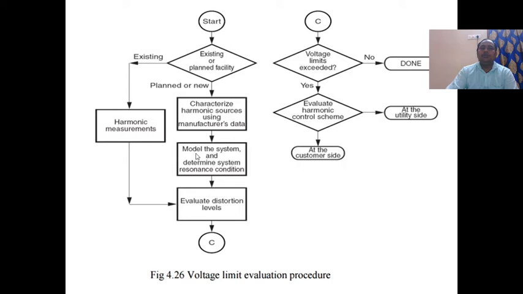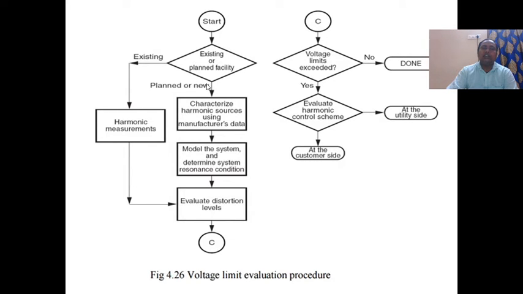So this is a flowchart for the voltage limit evaluation procedure. If you start with this, existing or planned facility. If there is an existing facility, that comes to the harmonic measurement. If there is a planned facility, that goes to characterize harmonic sources using manufacturer's data. If there is an existing one, it goes to the harmonic measurement and comes directly to evaluate distortion levels.